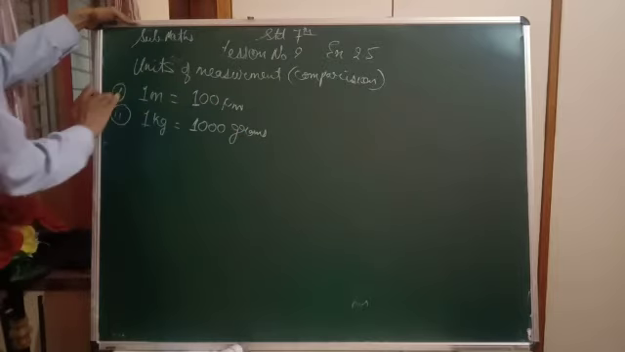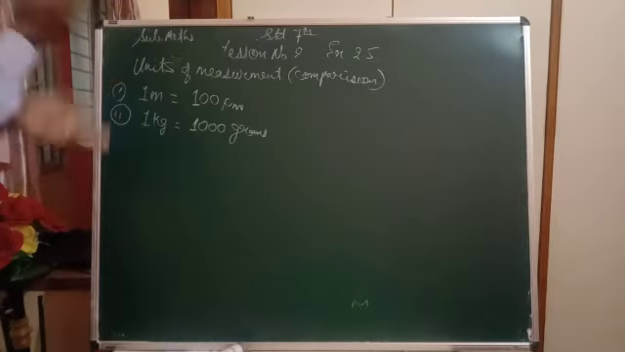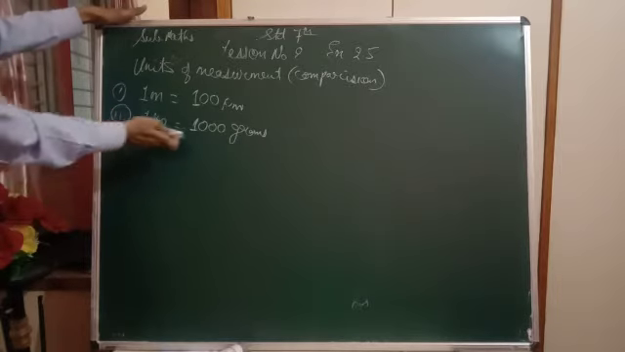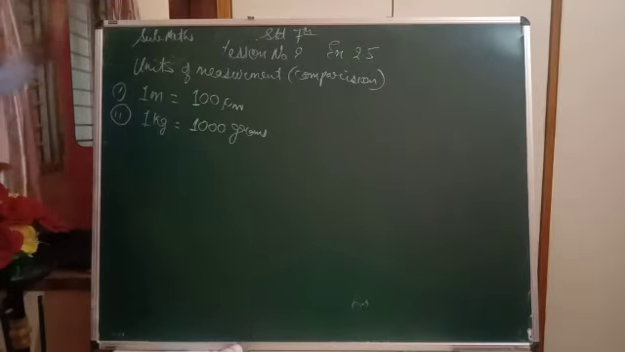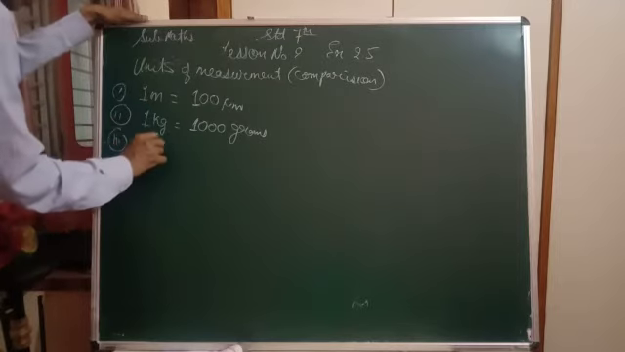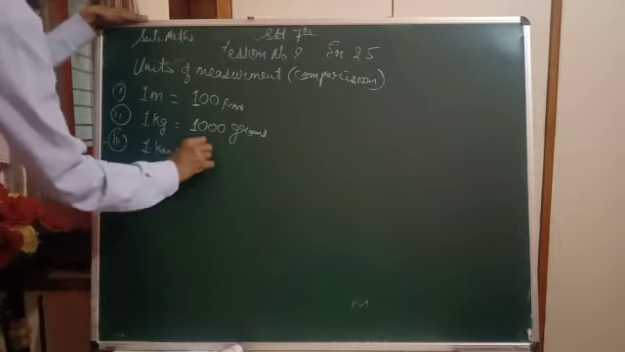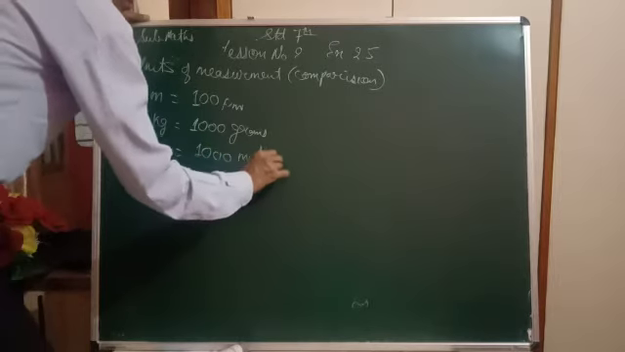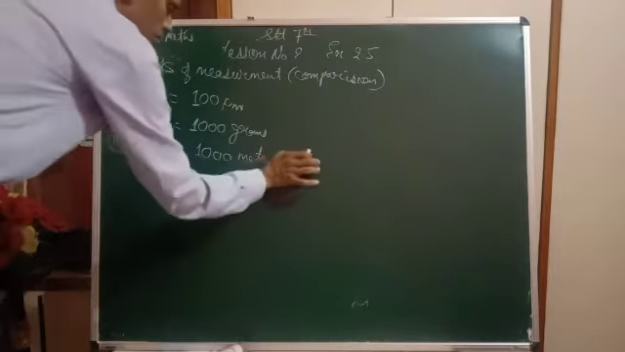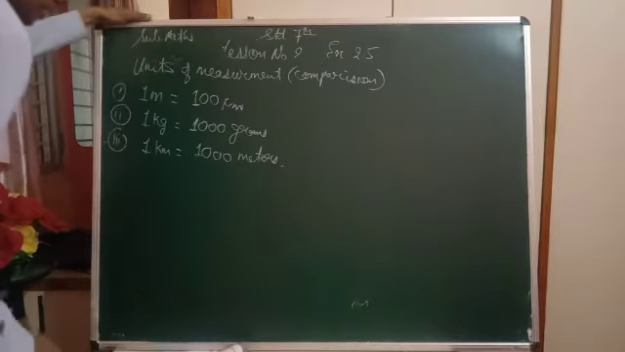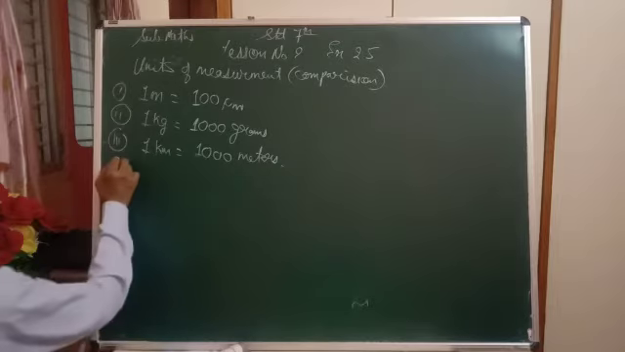We can write 100 centimeters is equal to 1 meter also. You can write 1 meter is equal to 100 centimeters or 100 centimeters is equal to 1 meter. We can write 1 kg is equal to 1000 grams or 1000 grams is equal to 1 kg. Now, 1 kilometer is equal to 1000 meters. Okay, 1 rupee is equal to 100 paisa.